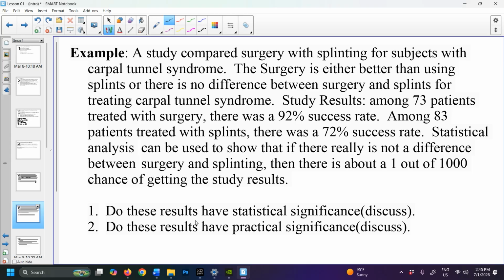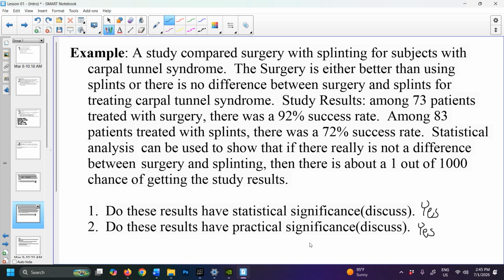Okay, do these results have statistical significance? The answer to that is, again, yes. We found that there's only a 1 out of 1,000 chance that there is a difference between surgery and splinting. That is very small. That is a very small chance that there's something different. Does it have practical significance? The answer to that is also yes.